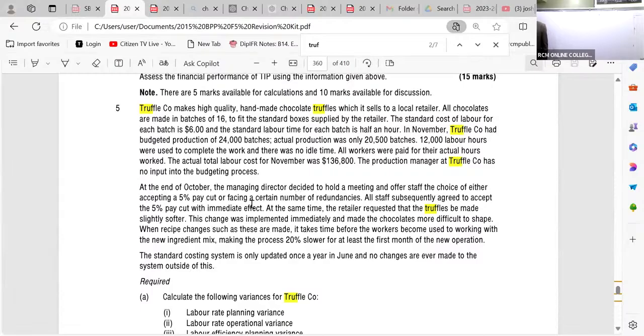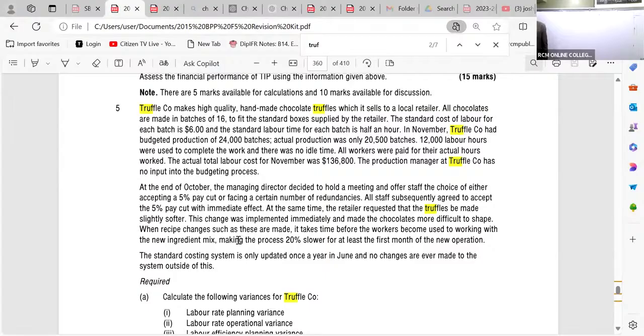At the end of October, the managing director decided to hold a meeting and offer staff the choice of either accepting a 5% pay cut or facing a certain number of redundancies. All staff subsequently agreed to accept a 5% pay cut with immediate effect. At the same time, the retailer requested that truffles be made slightly softer. This change was implemented immediately and made the chocolates more difficult to ship.